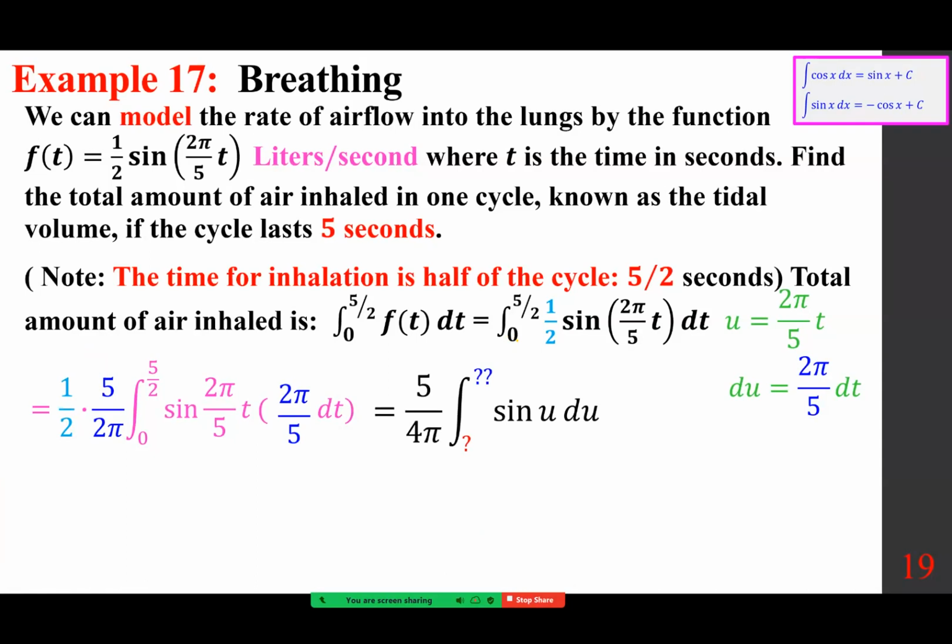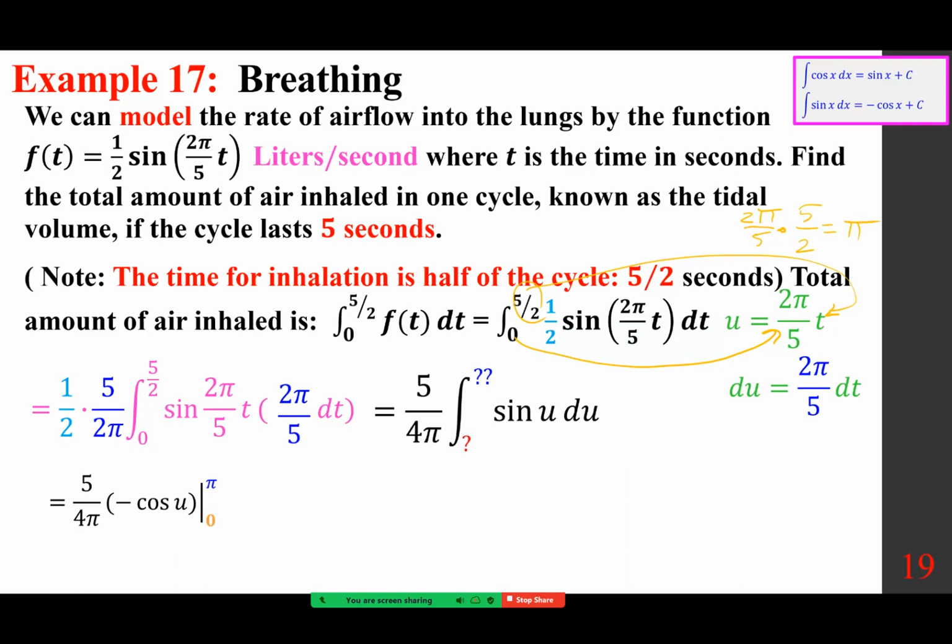If I plug in 0 instead of t, I get 0. So that's clear. If I plug in 5/2 instead of t, I get 2 pi over 5 times t, which is now 5/2. I hope you see that. The result is pi.